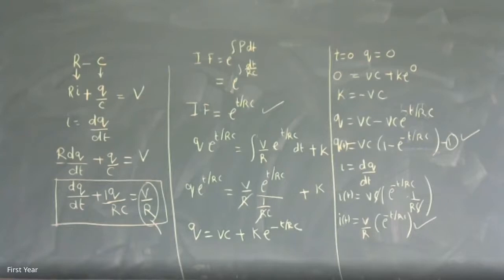assuming that initially the capacitor is completely uncharged, determine the charge Q of t, voltage V of t on the capacitor, and current I of t in the circuit.